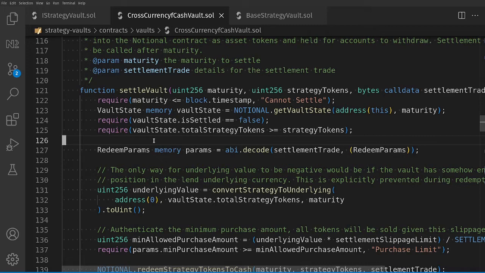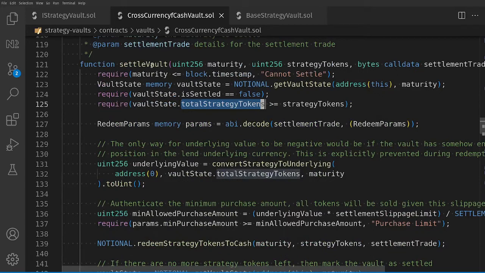So generally, this is just going to be something that probably like a keeper bot or Notional Incorporated bot does, and any gas cost might be reimbursed over time. So what we allow is the caller to specify the number of strategy tokens they want to settle per call.